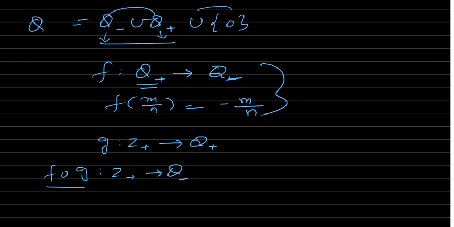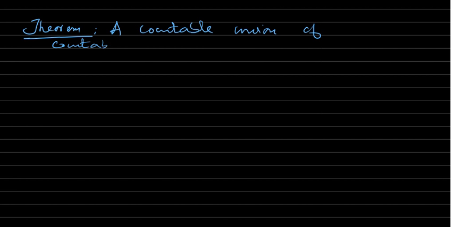So let's prove the theorem. Let us first state it. A countable union of countable sets is countable. A countable union of countable sets is a countable set.